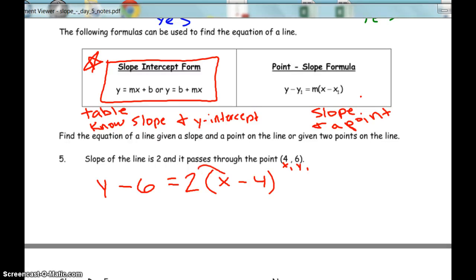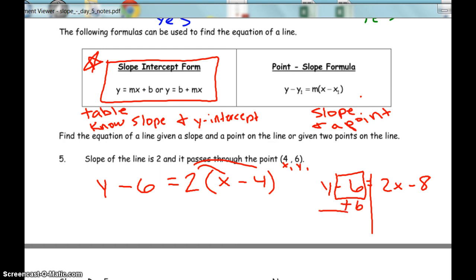So we're going to distribute the 2 throughout the parentheses, and we're going to get y minus 6 is equal to 2x minus 8. And like we've done numerous times before, we want to get y alone. So to do that, we have to figure out what we need to undo, or what's going on next to our y. And for us, we have negative 6 over here, so we're going to do the opposite, and we're going to add 6 to both sides.